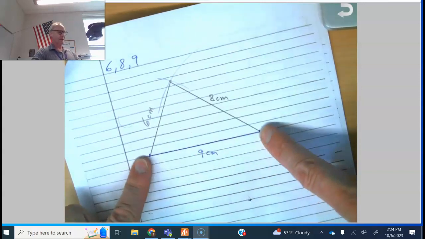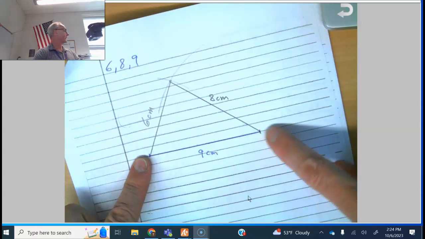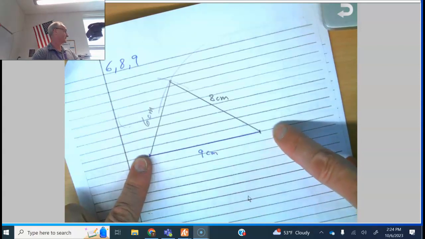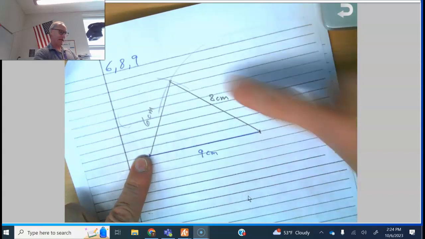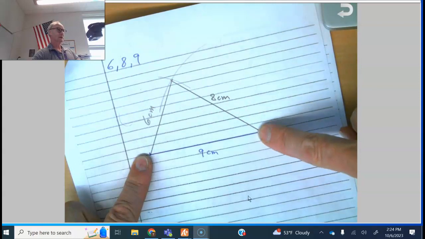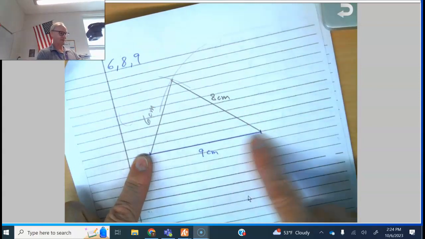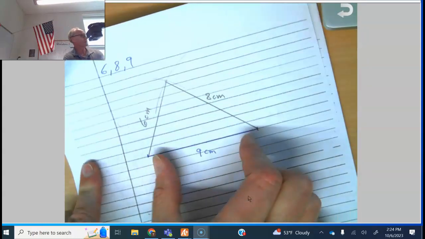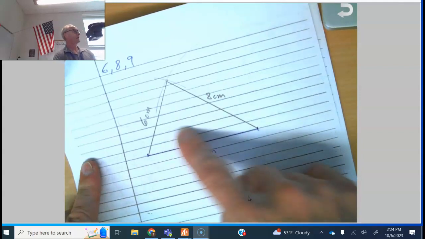Does everybody understand that if this was 10, that it would be a right triangle? 6, 8, 10? Yeah, but it's too short. So what happened to the angle? It made it smaller, didn't it? That make sense? That if instead of 10, it's 9, it's actually smaller, so it made this an acute triangle.